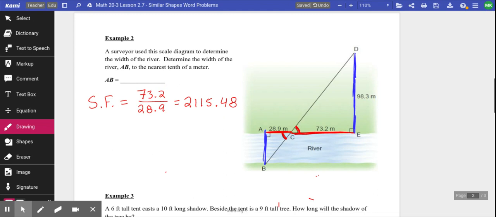It also works in reverse. So if you have the big triangle and you want to get to the small triangle, you're going to divide by the scale factor. So in this case, I have big triangle divided by the scale factor will give me small triangle.